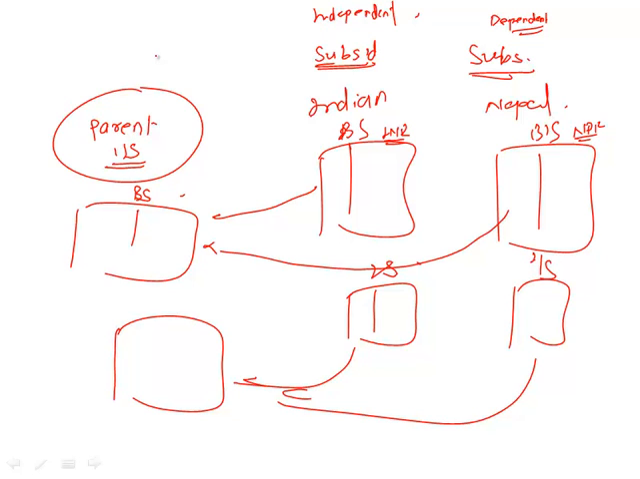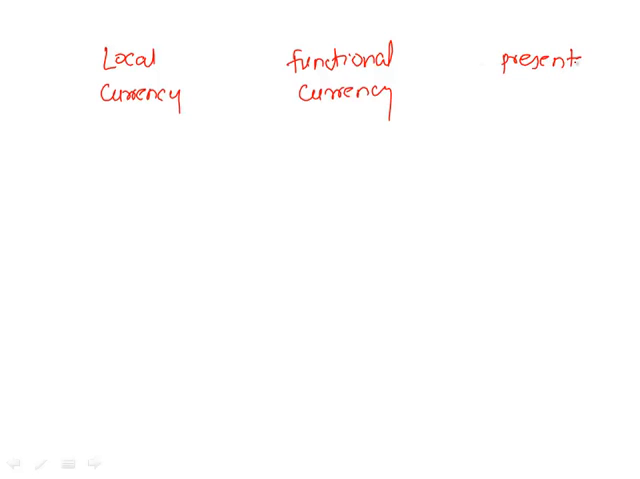Are you fine here? So there would be three types of currencies we would be encountering. The first, and this is something you would want to write: local currency, functional currency, and the presentation currency, also called the reporting currency.